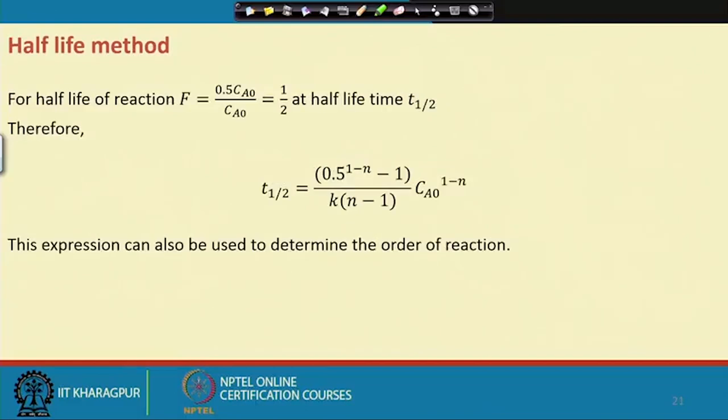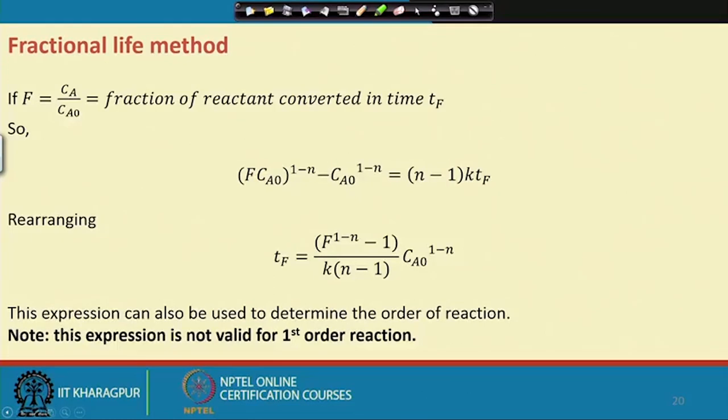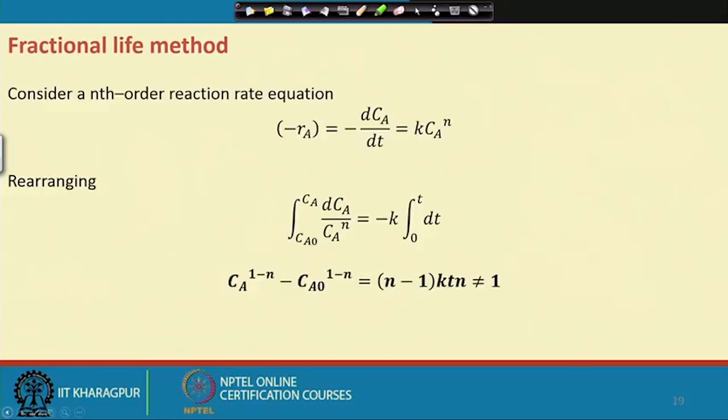Now the question comes, what will happen when we have the nth order reaction? We talked about the first order reaction. Now, for the nth order reaction, we have the expression like this, and this we can write in this form. This is where n is not equal to 1. We can differentiate and write this expression like this.